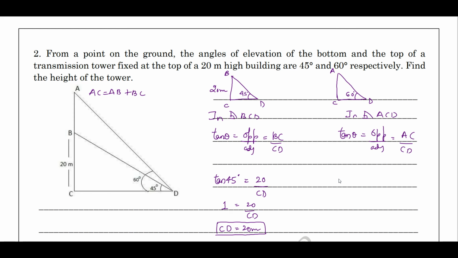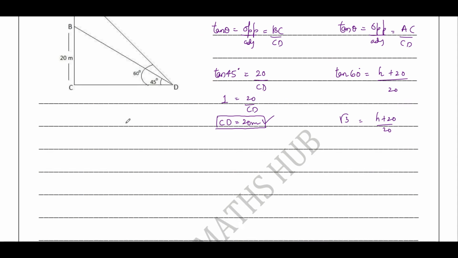It is 60 degree. Now we get tan 60 equals AC. What is AC? That is AB plus BC. I'll consider AB as H plus 20. CD we have got here, CD is 20. What is tan 60? Tan 60 value is root 3 equals H plus 20 by 20. You should know the value of tan 30, 45 and 60 degree.